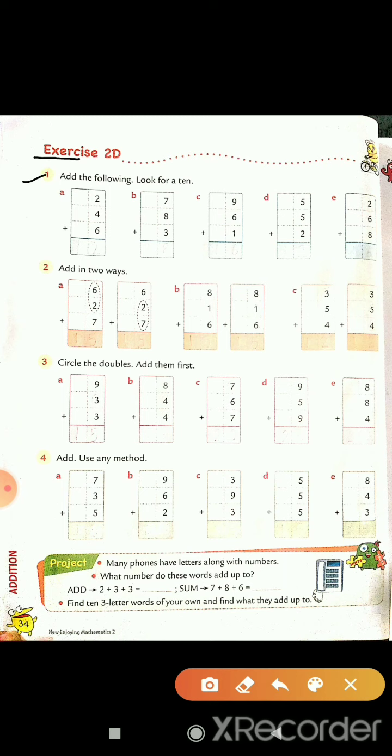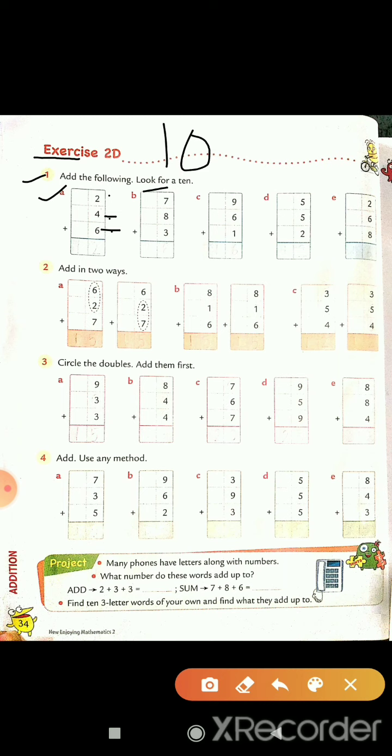Look for a 10. Now here we have to use which method? Look for a 10, because it is mentioned that you have to use this method. So let us start. A. 2, 4 and 6. Which two numbers make 10? So 4 and 6 make 10.